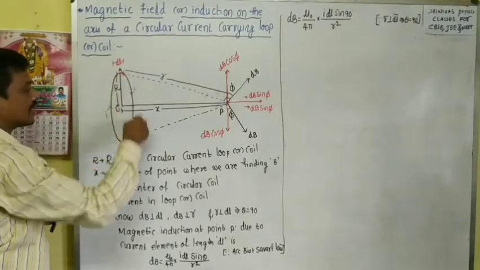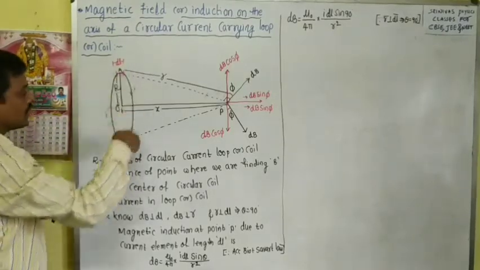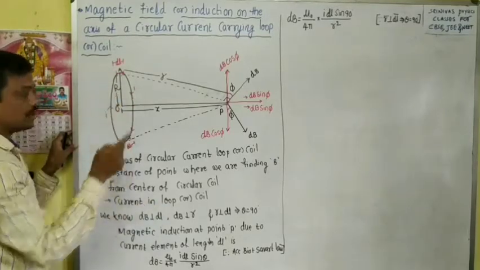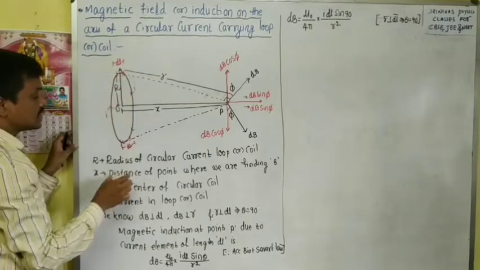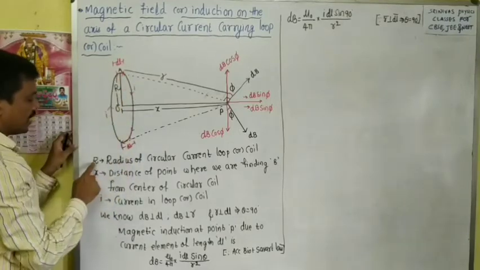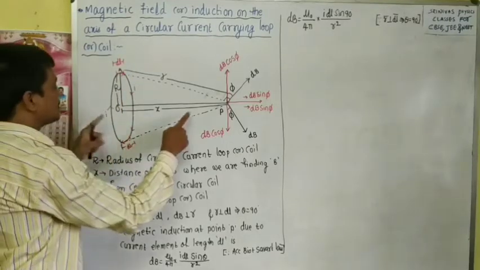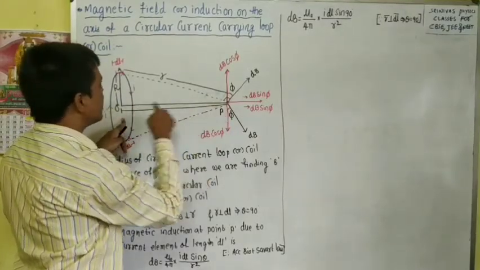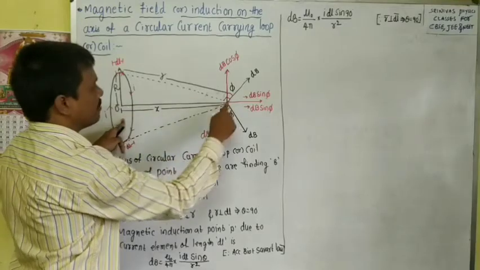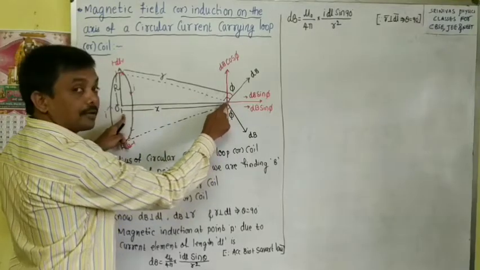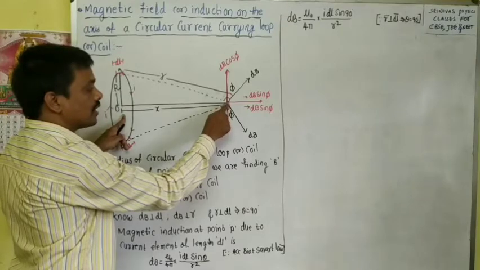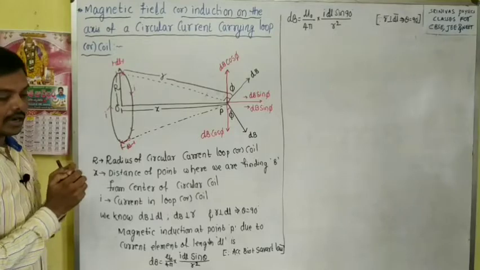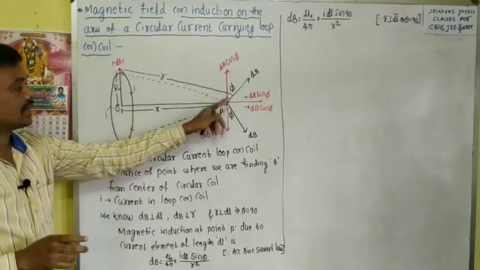Then for that, what I have to do? This is a circular current carrying coil. It carries the current like this. I is the current in the loop or coil, and capital R is the radius of the coil. And x is what? x is the distance of point P on the axis of the coil, where we want to find out the magnetic induction, from the center of the coil. Now how to find out the magnetic induction at this point?